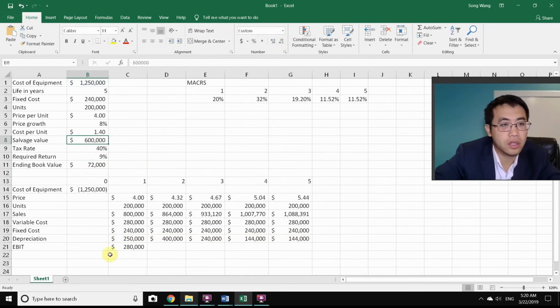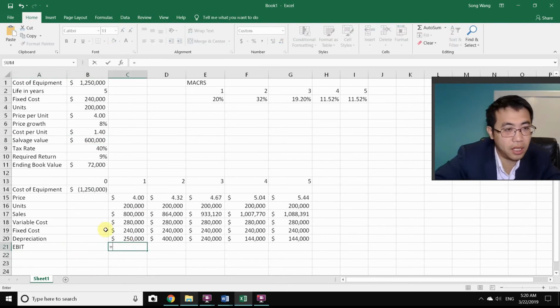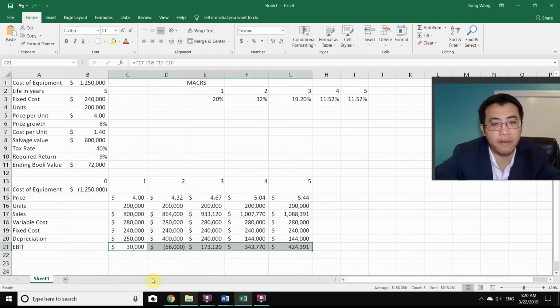Okay, so now let's get my EBIT. My EBIT is sales minus variable cost minus fixed cost minus depreciation. All right, now we're talking, and this is the EBIT for all the 5 years.